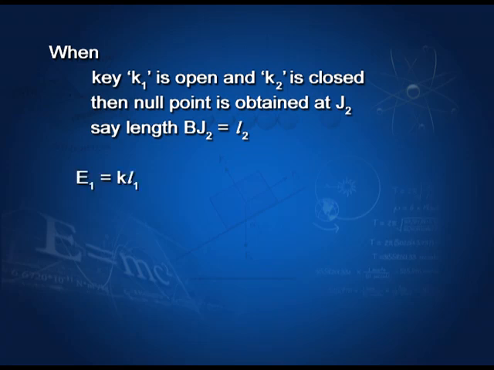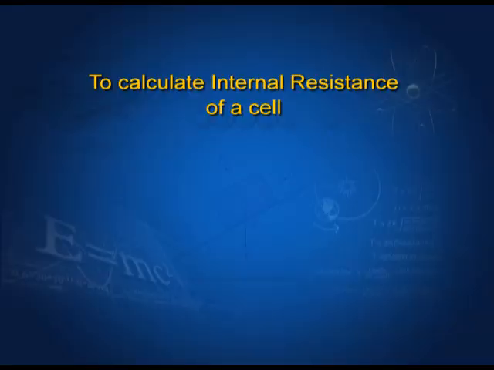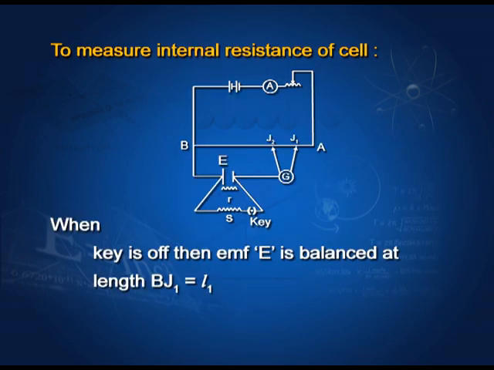So, E1 equals KL1 and E2 equals KL2. Therefore, E1 upon E2 equals L1 upon L2. Now, there is another experiment in the physics lab which is used to calculate the internal resistance of a cell using a potentiometer. Here is a diagram for measuring it. The cell whose internal resistance is measured is connected with the positive terminal at point B of the potentiometer, and a series resistance S is connected with the key. When the key is off, the EMF is balanced at length BJ1 equals L1.